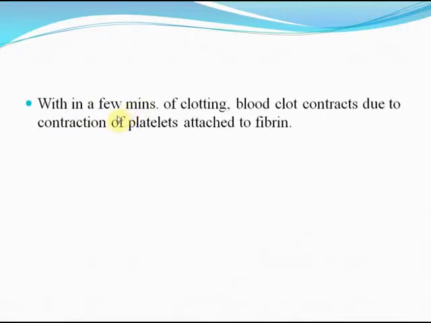When blood clotting happens, within a few minutes it contracts due to contraction of platelets attached to fibrin, and this is called clot retraction. When the meshwork gets compressed, a liquid called serum is expelled, and as the clot contracts, the broken edges of the blood vessel come nearer and the spots get healed up. The overall process of coagulation takes place within 4 to 10 minutes.